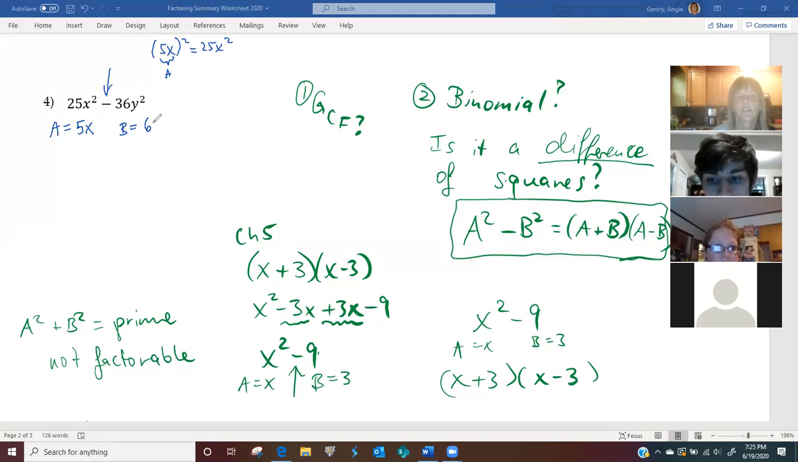Yes, 6, and you need a y squared, so you're going to do a y, yes? And then you're going to say a squared minus b squared is a plus b times a minus b. And then you can check it by FOIL. And when you FOIL them, the outer and the inner always cancel if it's properly done.